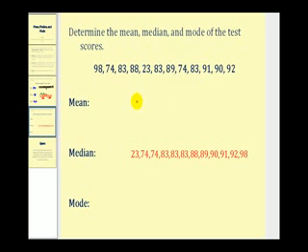Let's go ahead and consider a similar situation where we have a bunch of test scores and we want to determine the mean, median, and mode. Here we have 12 data values, so we're going to go ahead and find the sum and then divide by 12 to determine the mean.